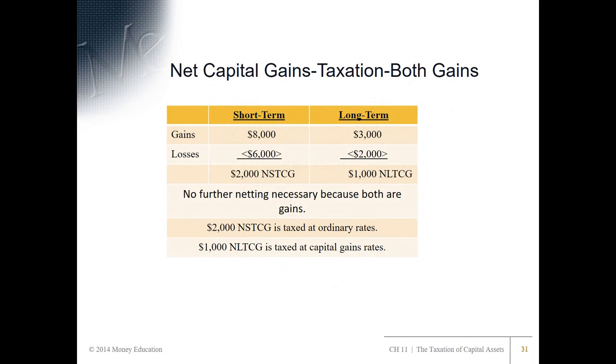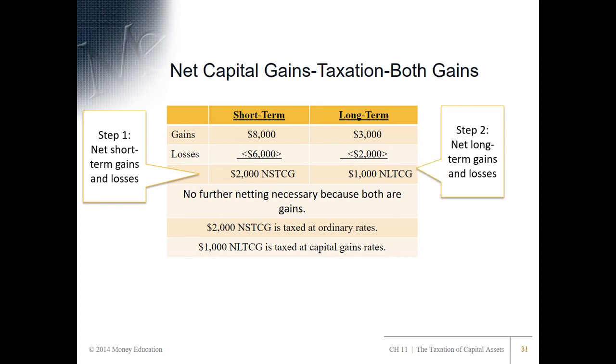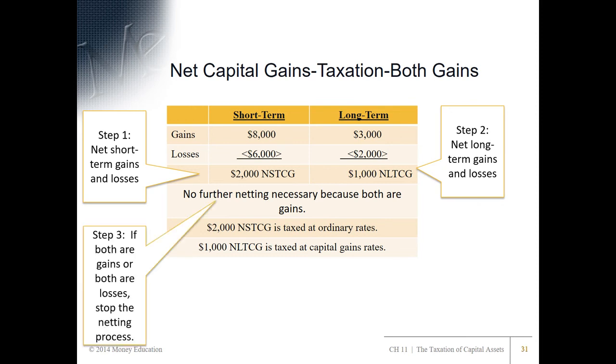Okay, so here's just a bunch of examples. Here we have someone with both short-term and long-term sales. First, we're going to net the short-term sales gains and losses. And so here this person has a net short-term capital gain of $2,000. Next, we're going to net the long-term gains and losses together. So here this person has a $1,000 net long-term capital gain. Now, no further netting is necessary because both are gains. So the netting process stops.